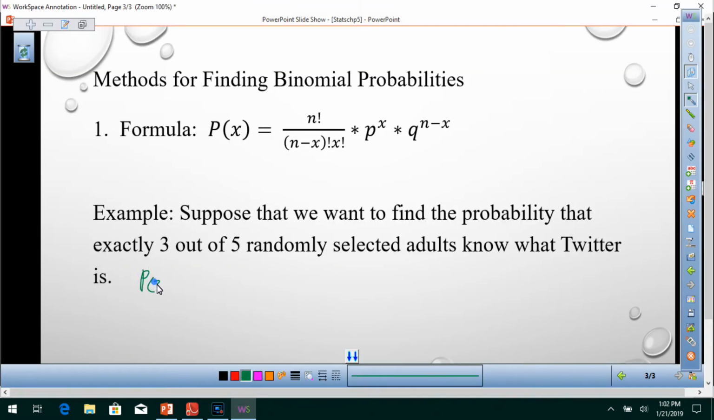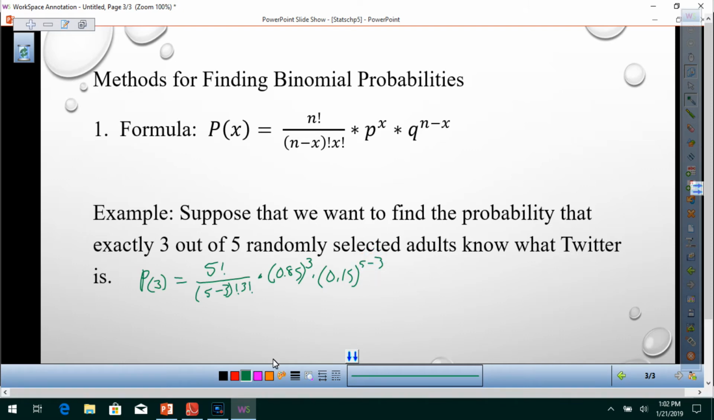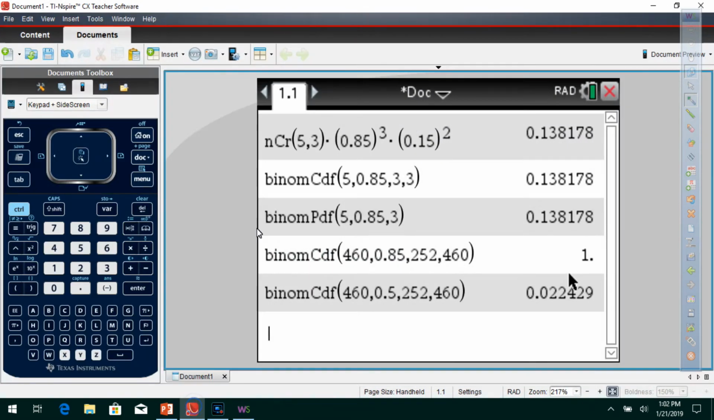P of 3 is 5 factorial. And then we're going to have 5 minus 3 factorial. And then 3 factorial times P, which is 0.85, to the third power, times Q, which is 0.15 to the 5 minus 3. Okay, let's try that in our calculator.